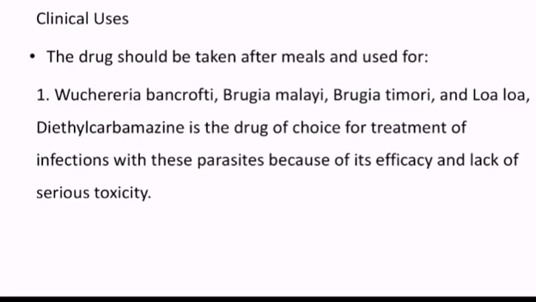Clinical uses: the drug should be taken after meals. Used for Wuchereria bancrofti, Brugia malayi, Brugia timori, and loiasis. Diethylcarbamazine is the drug of choice for the treatment of infection with these parasites because of its efficacy and lack of serious toxicity.